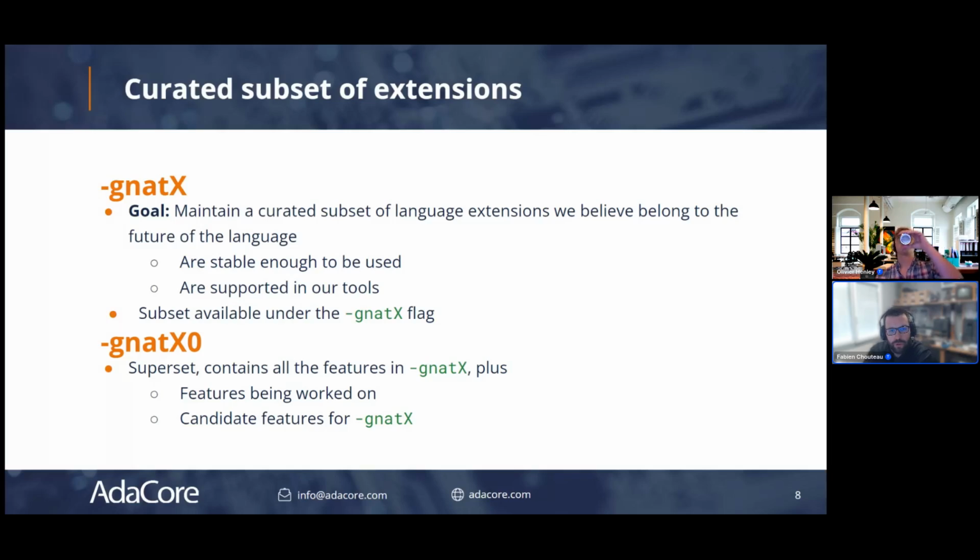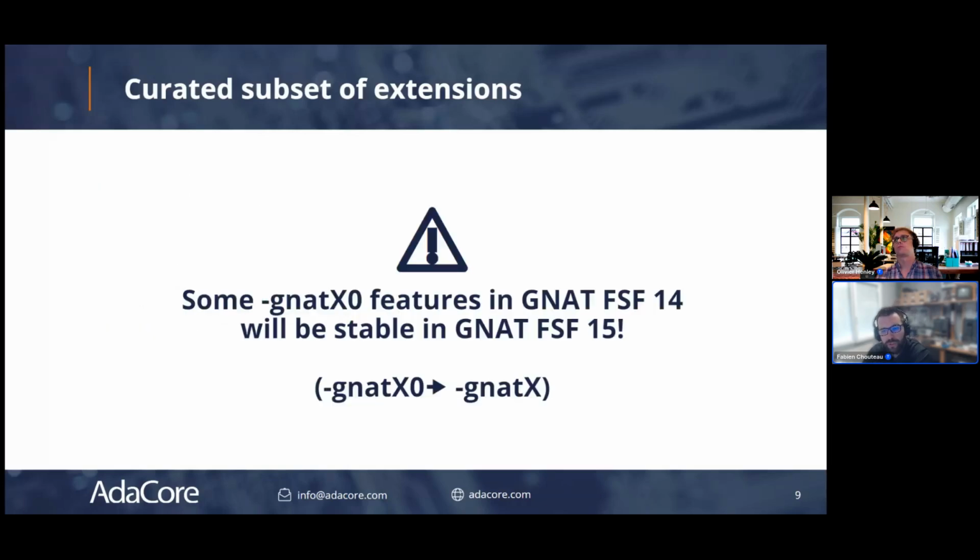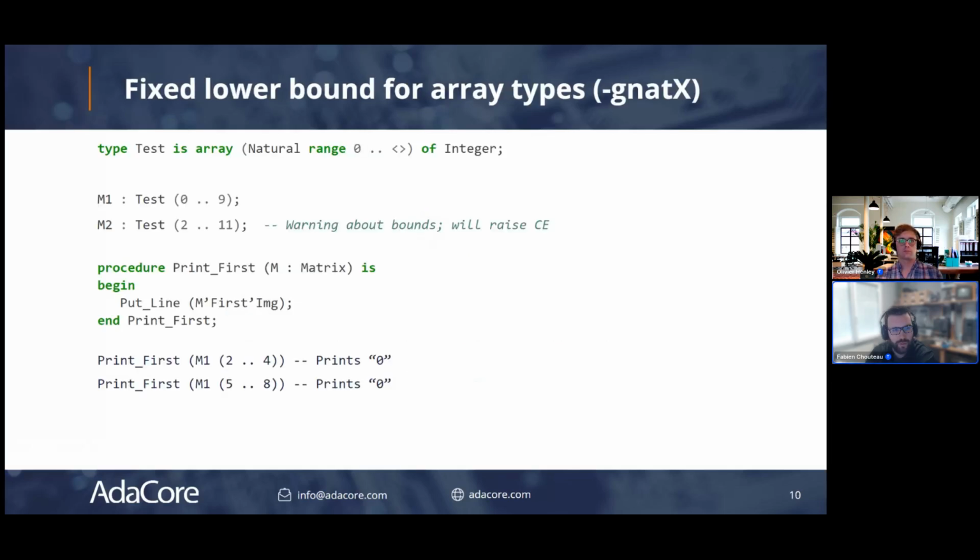To enable those features, what we call extensions, you have two switches: GNATX, which is for extensions that we consider stable, and GNATX0 for extensions that are more in a prototype phase and we don't know if we're going to keep them or not. Something important here: some of the features that are in GNATX0 for FSF 14 will be stabilized for FSF 15. There's a little sign on the slide, you will see this. So let's go very quickly.